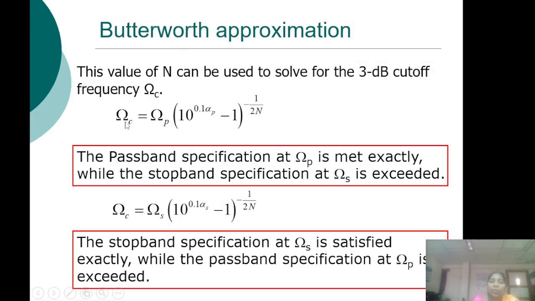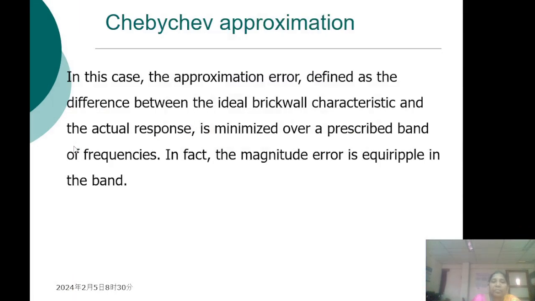So the Butterworth value of n can be used to solve for the 3 dB cutoff frequency. To obtain the 3 dB cutoff frequency, the formula in the case of the pass band is omega c equal to omega p into 10 power 0.1 alpha p minus 1 whole power minus 1 by 2n. And when you want to calculate the stop band cutoff frequency, omega c equal to omega s into 10 power 0.1 into alpha s minus 1 the whole power minus 1 by 2n. So these are the two formulas in which the pass band specification at omega p and the stop band specification at omega s are calculated. The next one is the Chebyshev approximation technique.